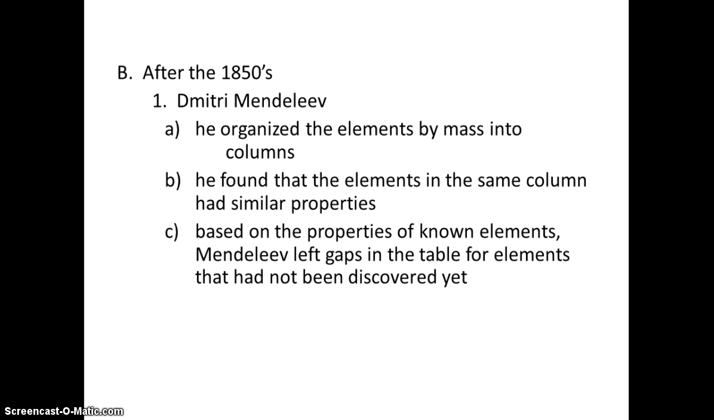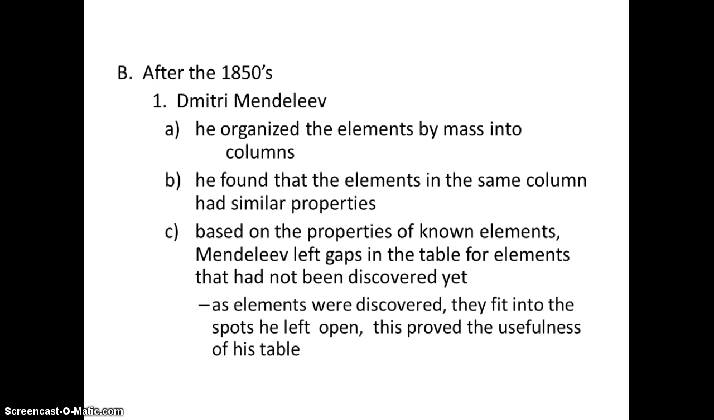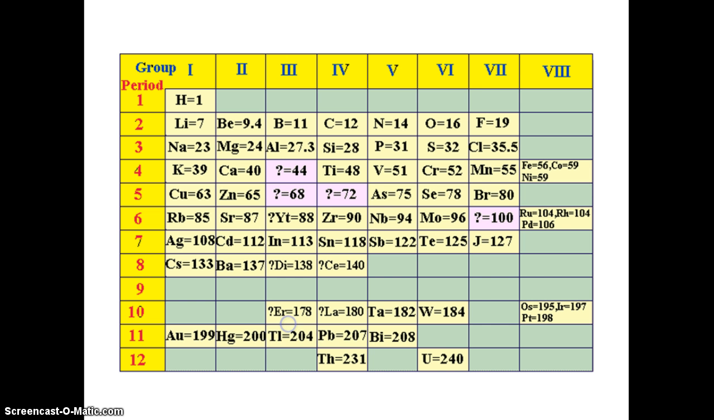And based on these properties of known elements, Mendeleev left gaps in the table for elements that had not been discovered yet. As elements were discovered, they fit into the spots that he left open. This proved the usefulness of his table.